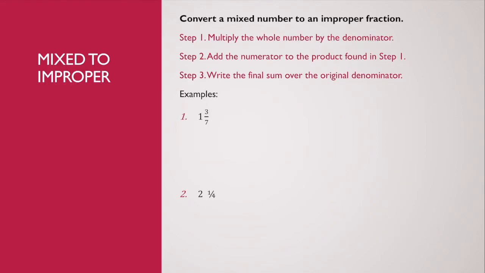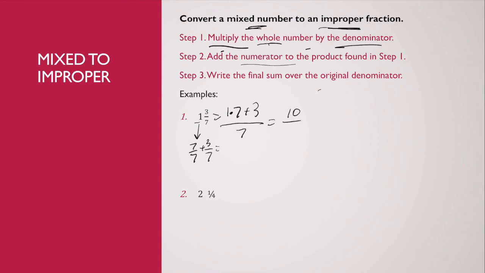When you're given a mixed number though, I do highly suggest you change it into an improper fraction. It makes life really easier to go ahead and add and subtract and multiply and divide fractions. So here's how we switch from a mixed number to an improper fraction. Step 1, you multiply the whole number by the denominator, and you add the numerator to the product found in step 1. So if I have 1 and 3/7, that's like saying I have 7/7, because 1 is 7/7, and 3/7. So in this method, if I took 1 times my denominator, and I add that to the numerator, and I put the final sum over my original denominator, I get 10/7.